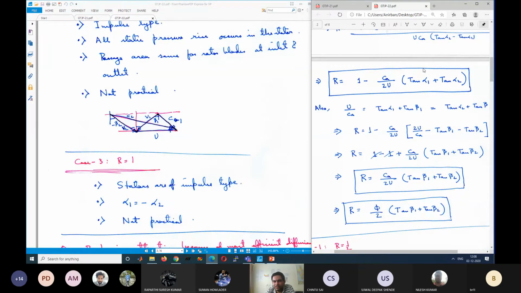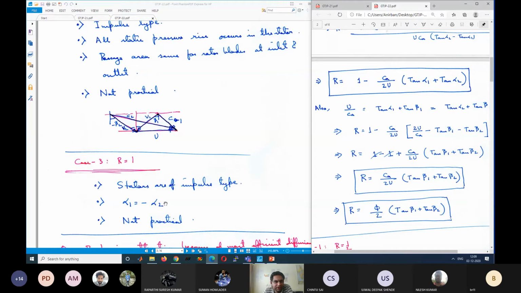If you use this equation, R equal to 1 equals 1 minus this term, so 1 gets cancelled. So tan alpha 1 plus tan alpha 2 will be equal to 0, or alpha 1 will be equal to minus alpha 2. The situation is even worse. Entire burden of diffusion is on the rotor. Rotor anyway is increasing the kinetic energy, and again the burden of diffusion is on the rotor. The stator is doing nothing, it is just changing the direction. So this is not a very good situation.